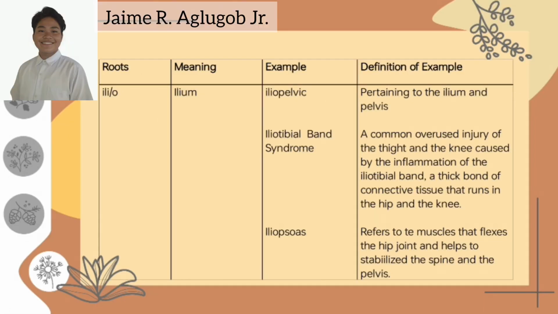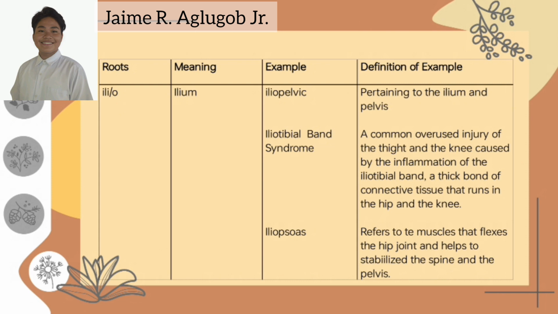Now, I am going to explain to you the last root or base word pertaining to the skeleton, which is ili or ilio, meaning ilium. And here are some of the medical terminologies using the root or base word ili or ilio. Number one is the iliopelvic. From the word itself, ilio means ilium and pelvic means pelvis. The meaning of iliopelvic is pertaining to the ilium and the pelvis.